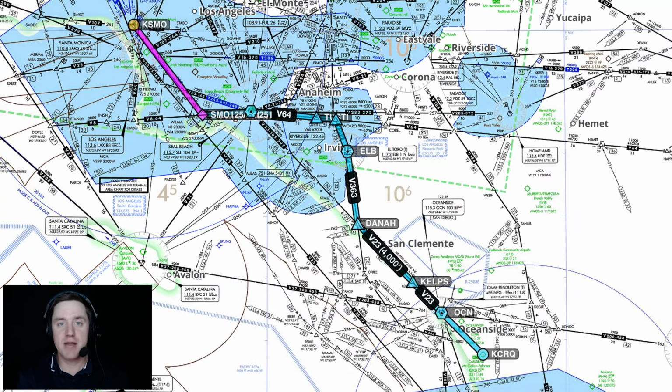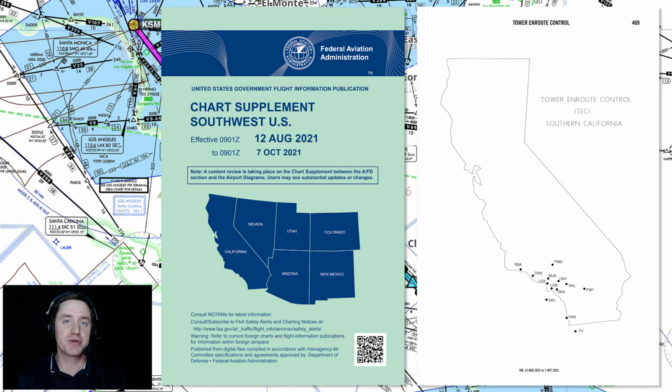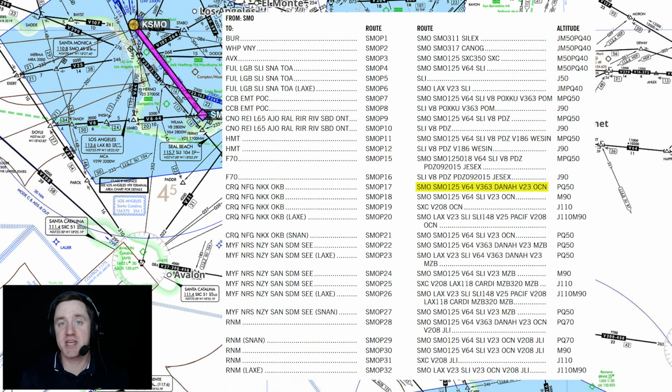Our filed route from Santa Monica to Palomar is a preferred route between these two airports, and it comes from Southern California's Tower and Route Control System. And it's an interesting and fairly complicated route where we have to do some creative programming in the GTN.